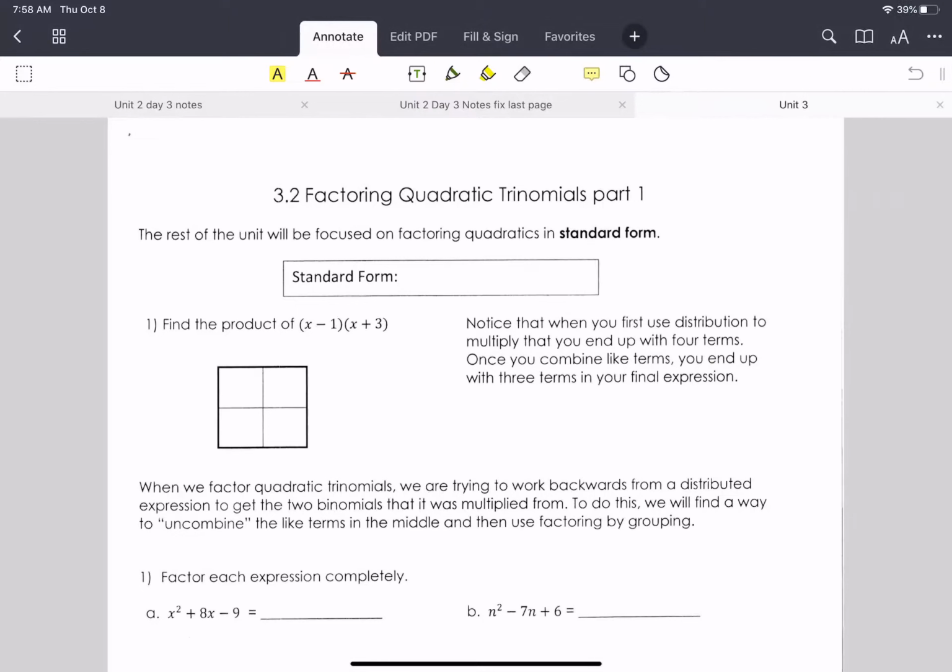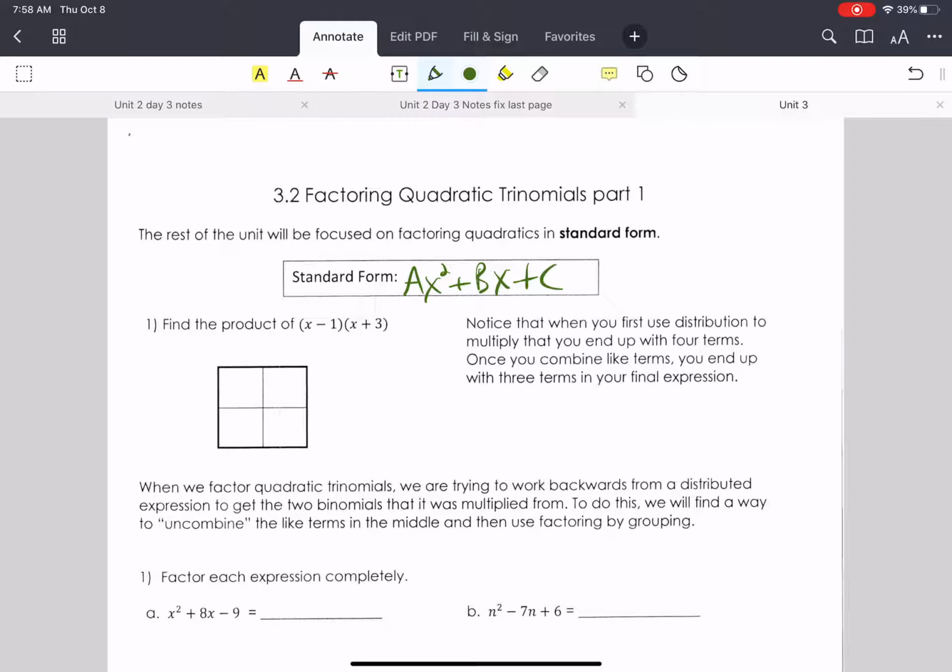You're probably going to want a calculator for this. Okay. All right, so standard form of a quadratic is ax squared plus bx plus c. Okay? So in our last units, I've given you the factors and you've come up with the standard form for me, right? Now, let's review that.